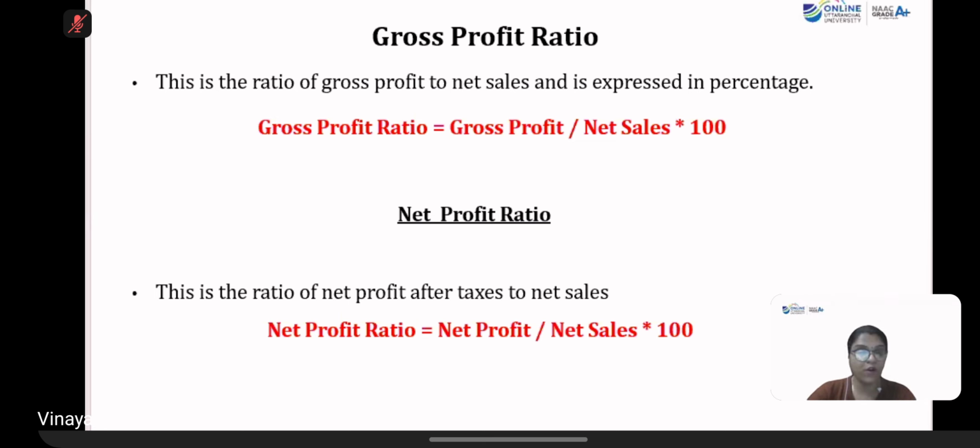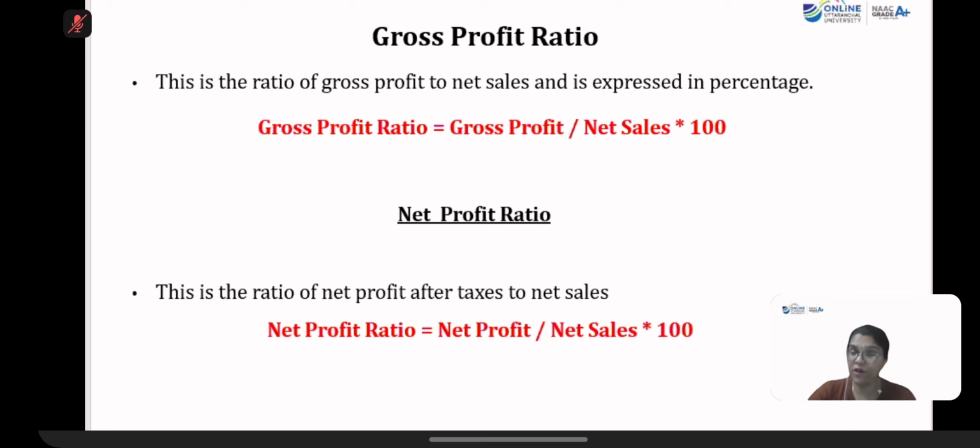Then we have net profit ratio. Net profit ratio tells you about the net income, net earnings of a company after you deduct all the expenses, that is your operating expense, your interest expense, your non-operating items. The formula that we use over here is net profit divided by net sales into 100.